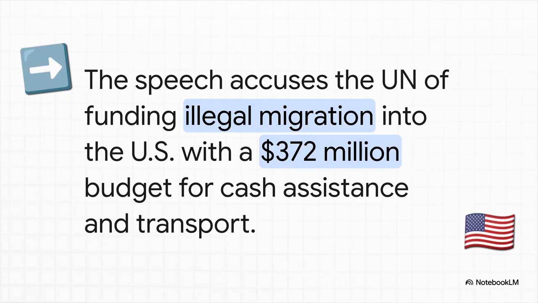But the critique then gets much more specific and much more pointed. The speech flat out accuses the UN of actively making the border crisis worse, claiming its budget is being used to give cash and transportation to migrants. The accusation is that the UN is basically bankrolling what the speaker calls an invasion.